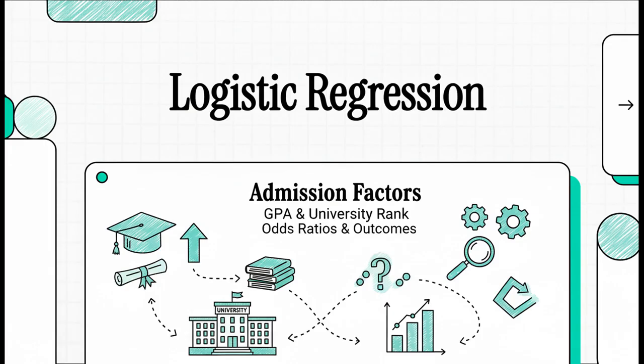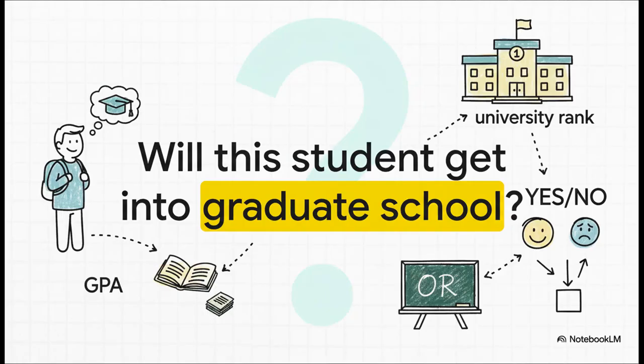It's called logistic regression. So to make this all feel real, we're going to focus on one single question from start to finish. Based on things like grades and test scores, will a student get into their dream graduate school? It's the perfect yes or no problem for us to solve together.